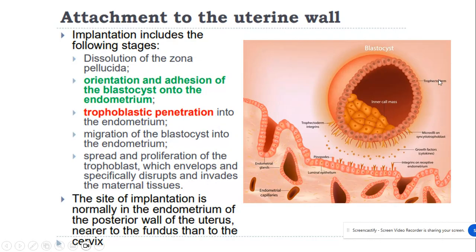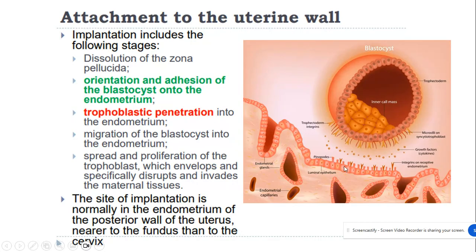Inner cell mass. Trophoectoderm. This is trophoectoderm integrins, right? Growth factor, these are cytokines, right? Microvilli on syncytiotrophoblasts, these are microvilli. Why do we need it? We need to attach ourselves, right? So we can't just connect without anything, right?